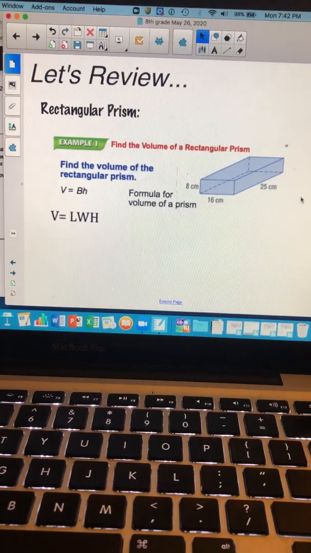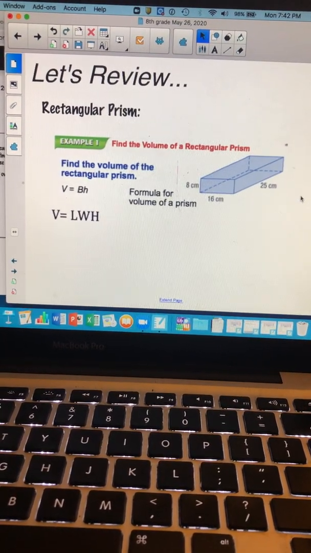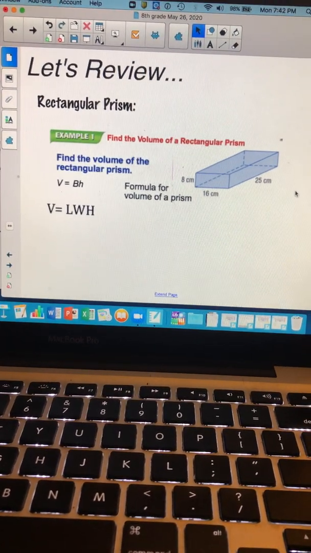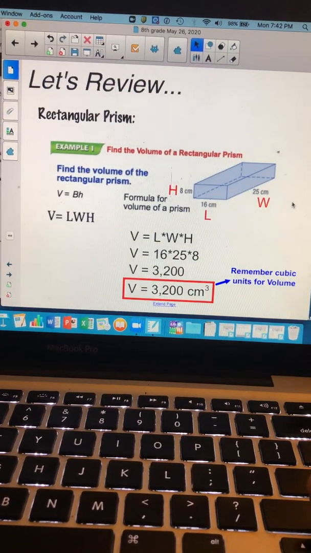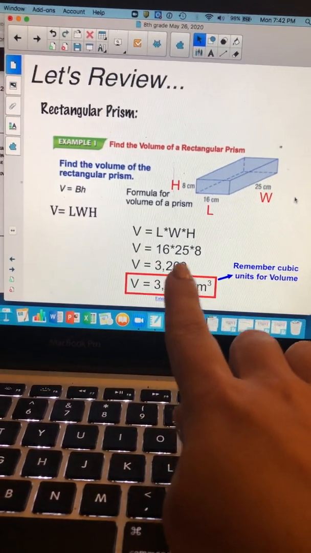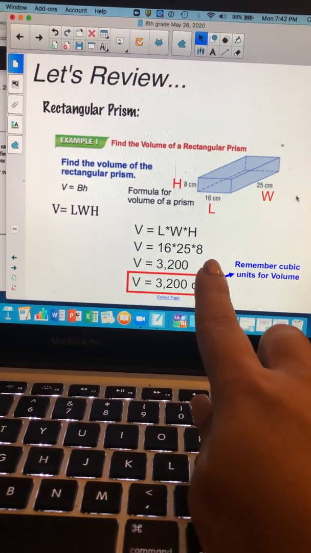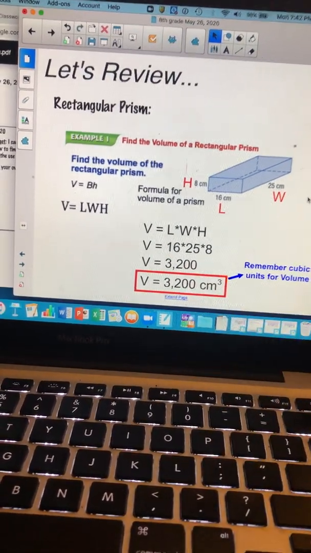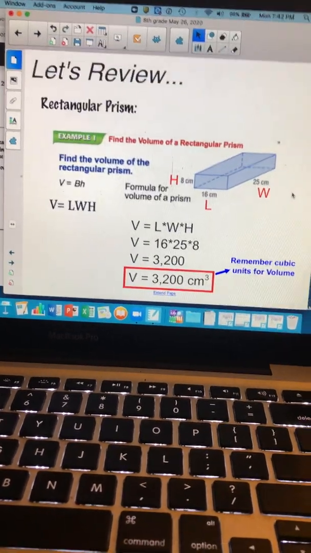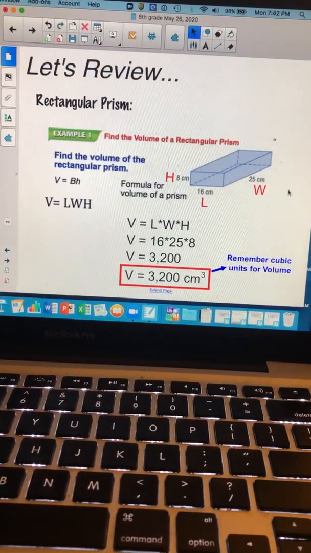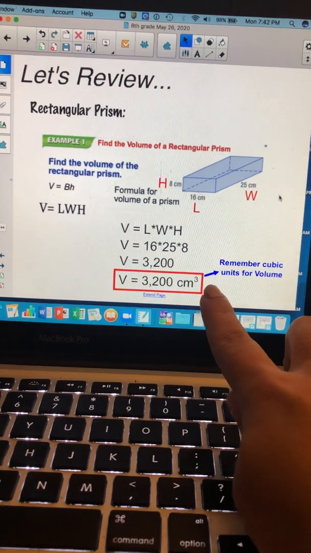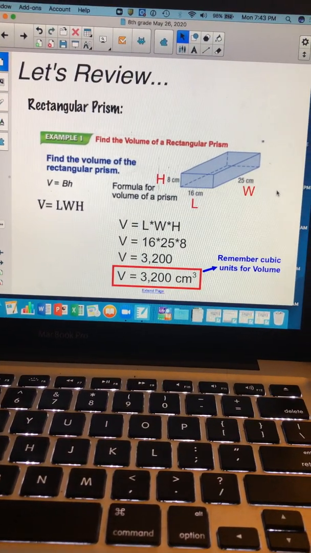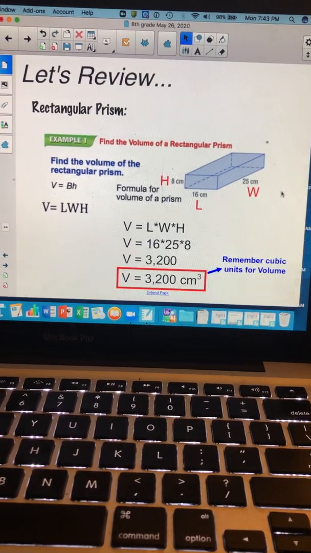So, review of rectangular prism: how to find the volume of the rectangular prism. We would simply do the length times the width times the height. The dimensions have been provided on the diagram. So we simply do 16 times 25 times 8, right? Length times width times height. We get our answer of 3,200. The only thing you want to remember is when you are finding volume, your units need to be raised to the 3rd power. We can also call that cubic units. You should definitely remember to do that when solving for volume.